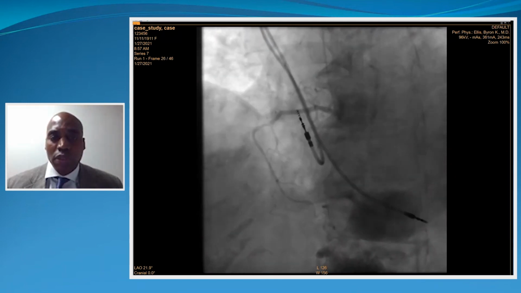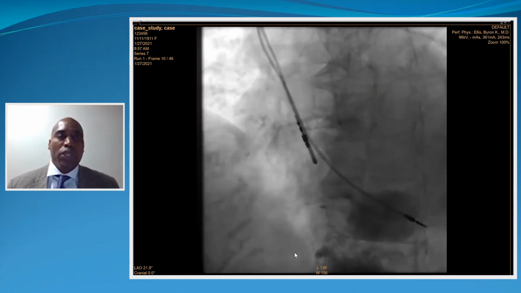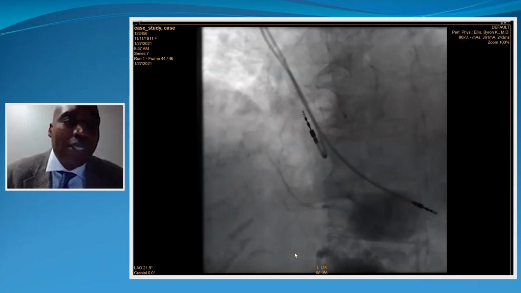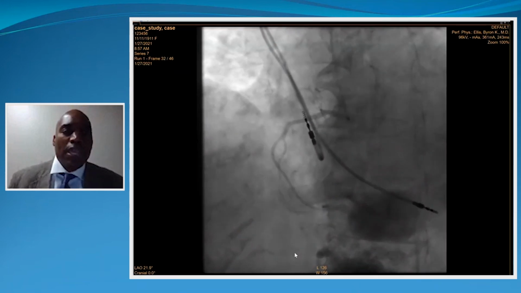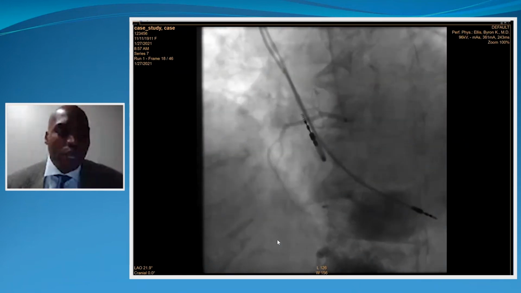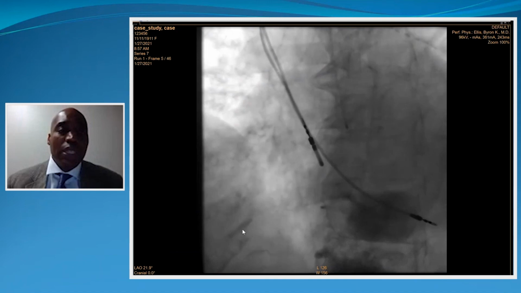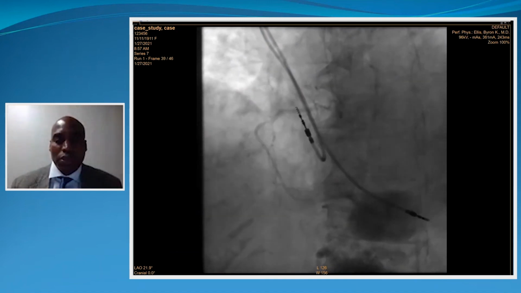So, through the use of Divert and a 4 French catheter, we were able to do this case with approximately 29 cc's of contrast, and the patient tolerated the procedure well and really did not have any complications related to that.